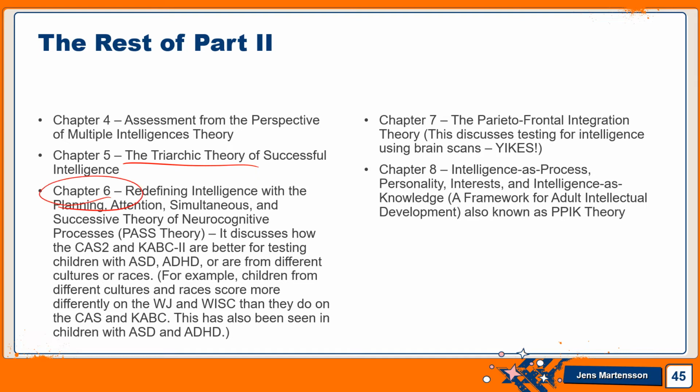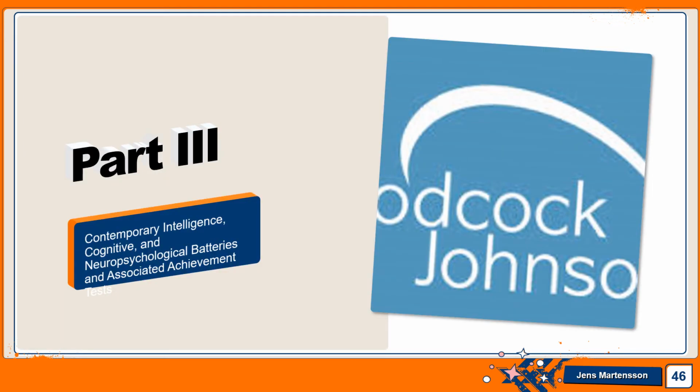This one is kind of interesting. It has the PASS theory, and it's saying that the CAS2 and the KABC-II are better for kids with ASD, ADHD, and also kids from different cultures and races. So you might want to read more about that. And then we have this one, test intelligence using brain scans. Yikes. Oh my gosh, they'll put us out of business. And then this other one is for PPIK, if you're interested.